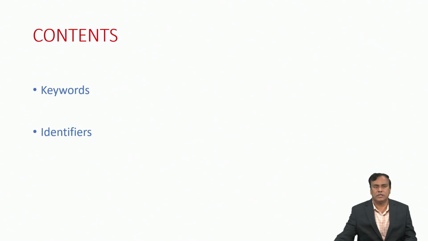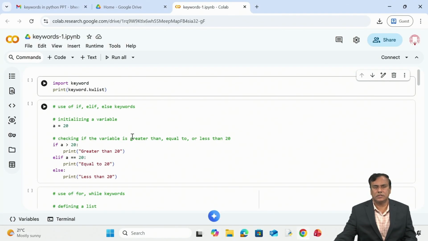Now we look at keywords in more detail. There are about 35 keywords in Python. If you want to know what the keywords in Python are, you can just use the statement keyword.kwlist. Before that, you just import keyword. Let us execute this statement so you can come to know what the different keywords in Python are. Yeah, it is getting executed.